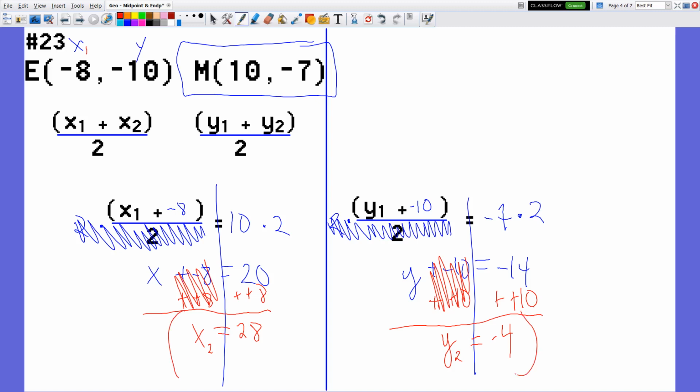I want you to plug it back into the original formula and see if it ends up equaling 10, -7. Because that's what you said whenever you have an endpoint and an endpoint, that when you plug those numbers into the formula, it should give you the midpoint. Here is the answer. Solve it forward and see if it makes sense.